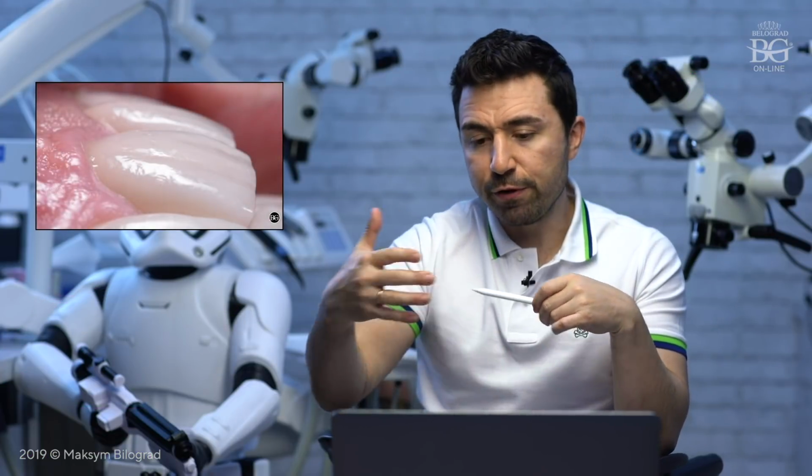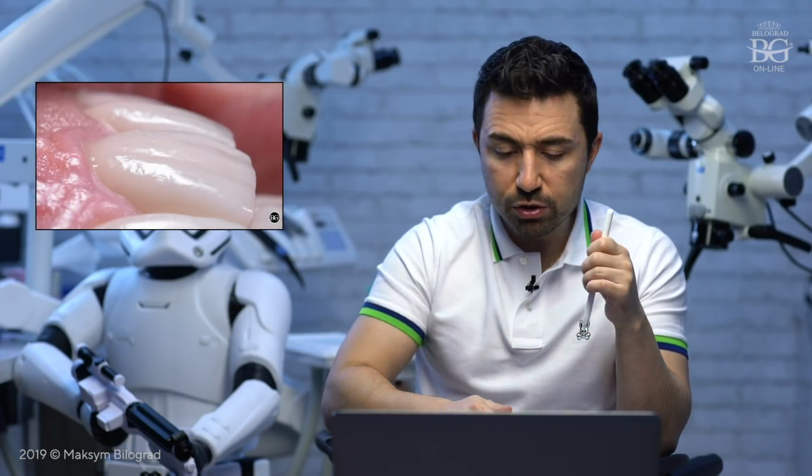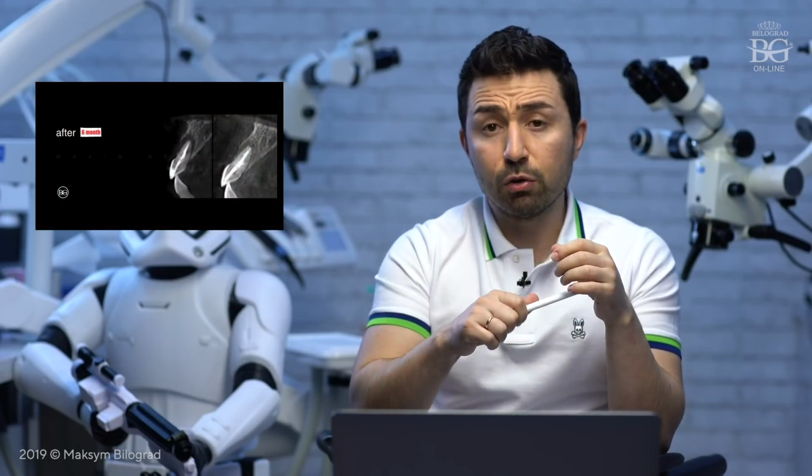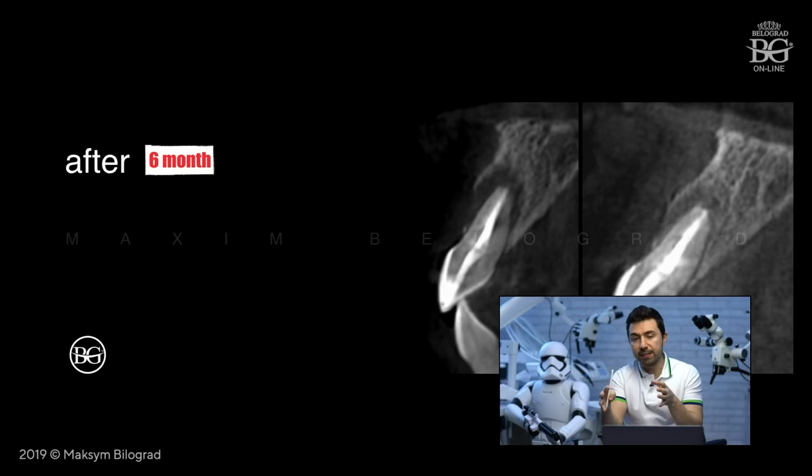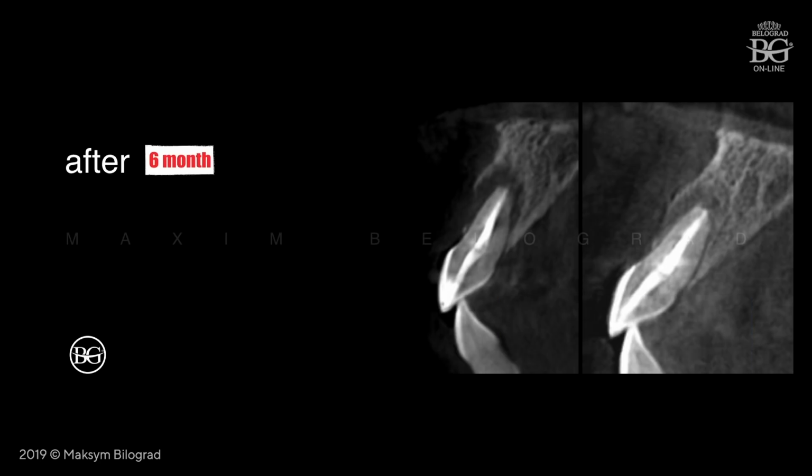So now you can see a few angles from other views, and here is the final X-ray. Actually, this is a CT scan after 6 months, and you can see that there is bone regeneration. So basically the process is healing. That is another proof that conservative endodontic treatment can give us really good results with a proper approach in some clinical cases.